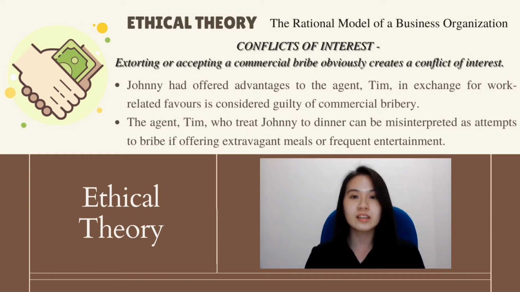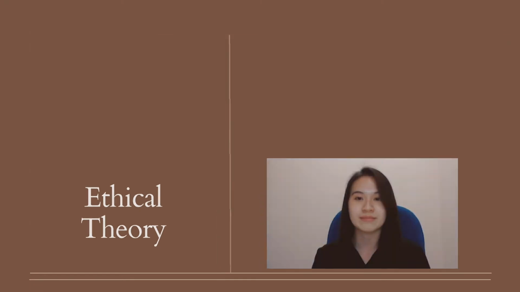In the short film, it clearly shows that Johnny had offered advantages to the agent, who is Tim, in exchange for work-related favors. Tim might have broken the law and is considered guilty for commercial bribery if Tim offers an unreasonably low rate to Johnny in exchange for a loose supervision in the renovation and contracts for future projects. Accepting or offering gifts may or may not be ethical. For example, the agent Tim who treats Johnny to a dinner can be misinterpreted as attempts to bribe if offering extravagant meals or frequent entertainment.